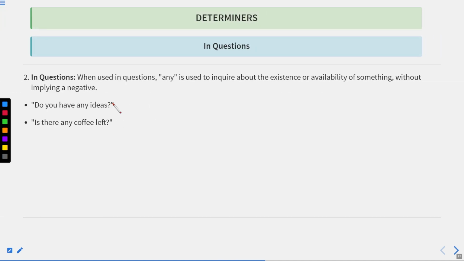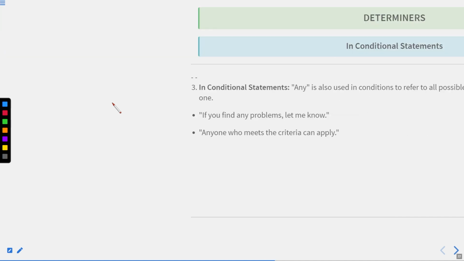Now in questions, any is used to inquire about the existence or availability of something without implying negativity. Do you have any ideas? If you have ideas, yes, then the word any is incorrect here. Here should come, do you have some ideas? But if you say no, I don't have any ideas, then this word any is correct. Is there any coffee left? So we can also say, is there some coffee left? Now let us move to the next one.